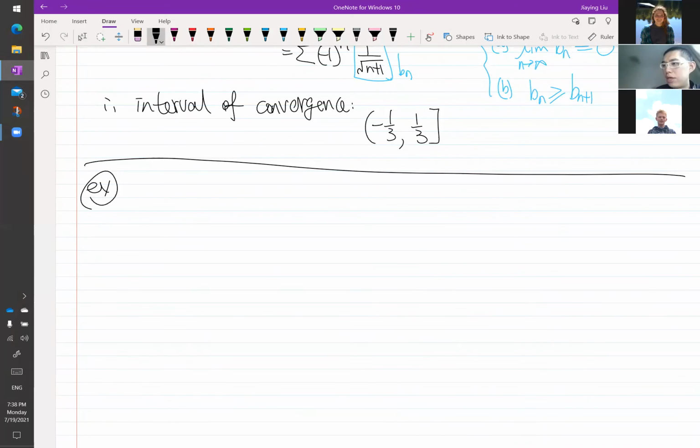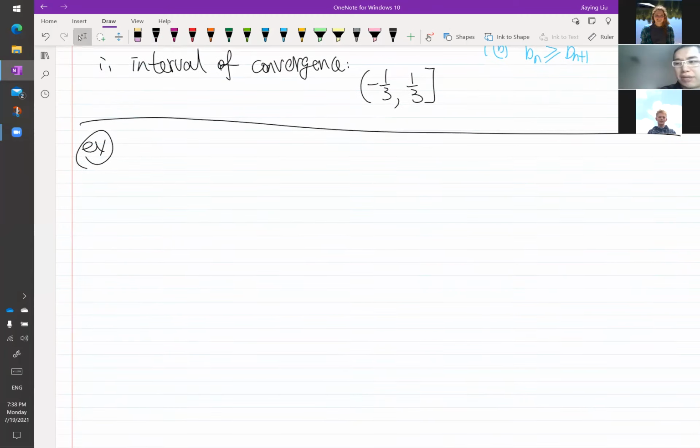Good question. So let me do one more example, then I'm going to stop on this section. So the next example is we have sigma. Again, we want to find the radius of convergence and the interval of convergence. So the example is the sum from n equals 0 to infinity of n times (x plus 2) to the n, divided by 3 to the n plus 1.